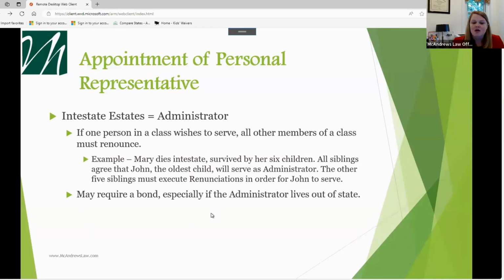So we have an example here. Mary dies intestate, so she dies without a will. She has six children. All six children agree that the oldest child, John, is going to serve as the administrator. So how will John be able to serve as the administrator? He needs to get all five of his siblings to execute a renunciation in favor of him. By executing the renunciation, none of those other children are giving up any right to the estate. All they are doing is saying, essentially, we don't want to do the paperwork. We're going to make John do it because he is the oldest, and that's what we're going to have him do.